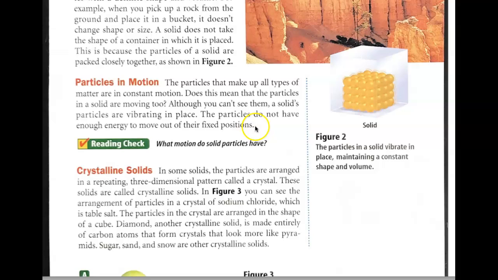So, the particles that make up all types of matter are in constant motion. Does this mean that particles in a solid are moving too? Although you can't see them, a solid's particles are vibrating in place. These particles do not have enough energy to move out of their fixed positions. So those are moving. You can see these little lines here might show that there's vibration, there's motion, but they don't have the energy to break out of their fixed positions.